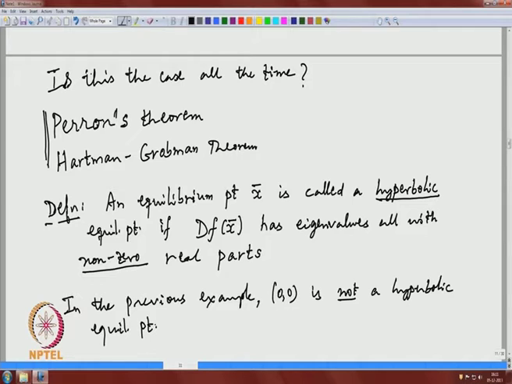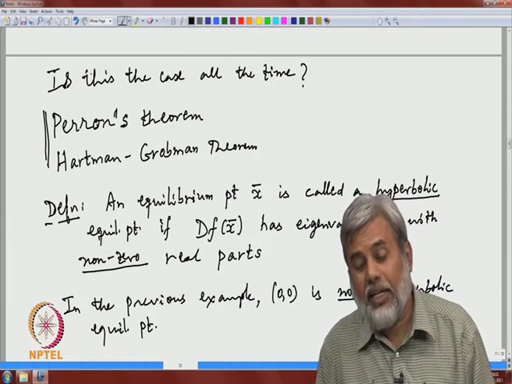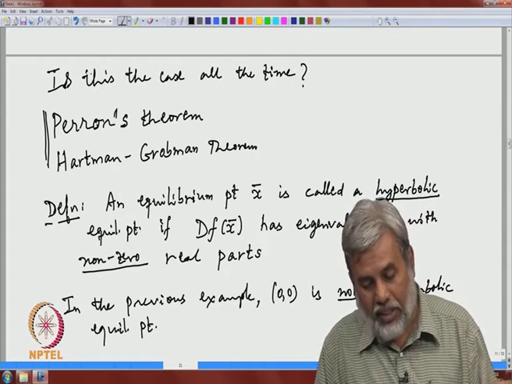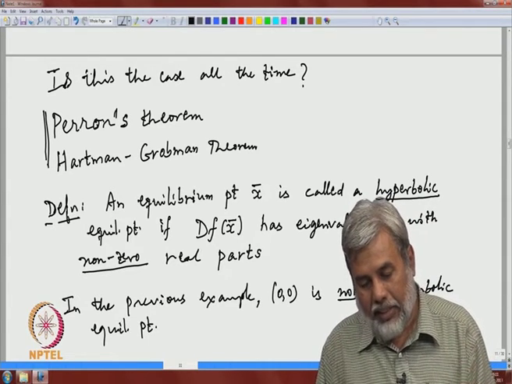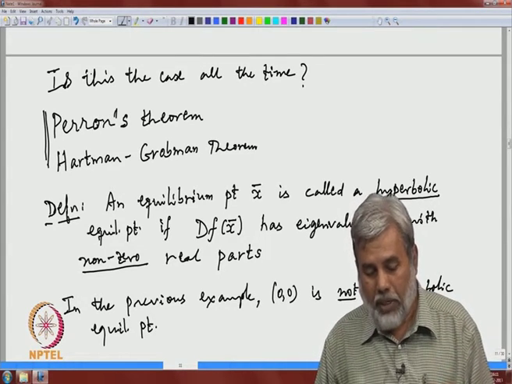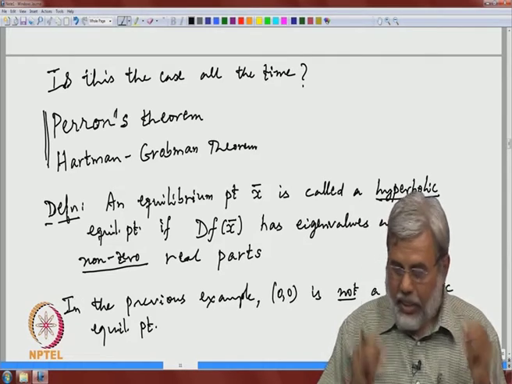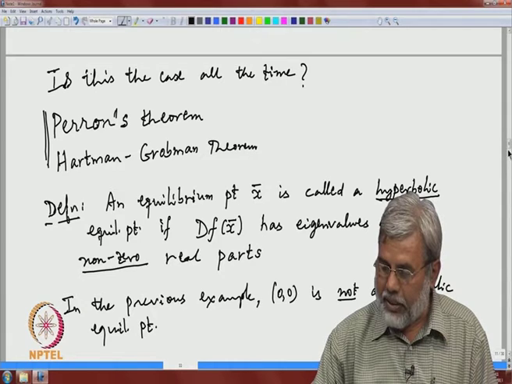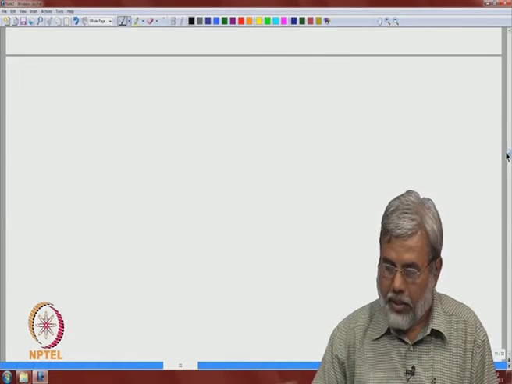Okay. And what one should do when x bar is not a hyperbolic point, that is where Lyapunov comes into the picture, and Lyapunov develops a beautiful theory called Lyapunov functions, and that is essentially meant for equilibrium points which are not hyperbolic. Okay. So, let me in the remaining time just try to explain what Perron's theorem is, just the statement.